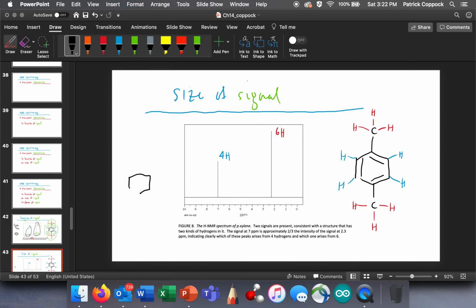So if I've got a benzene ring, I know I've got a benzene ring because I've got a signal down here between 6.5 and 8. Look at that signal right there. Very telltale. So I've got a benzene ring in there. I have 4 hydrogens. Aha, okay. So this is one possibility.